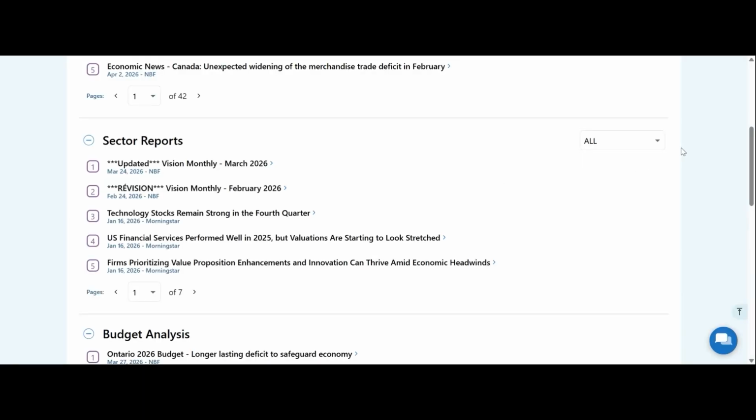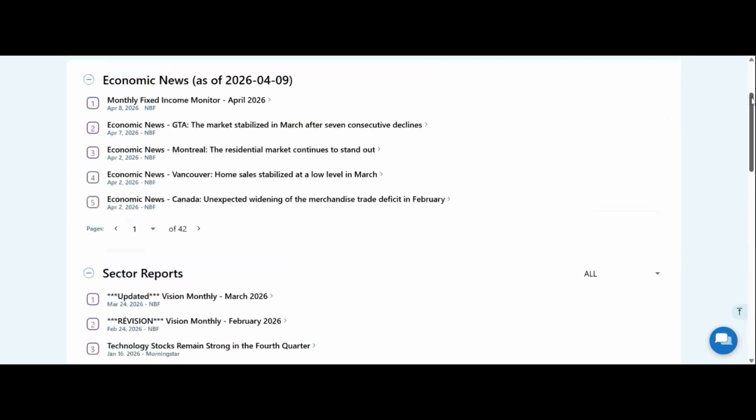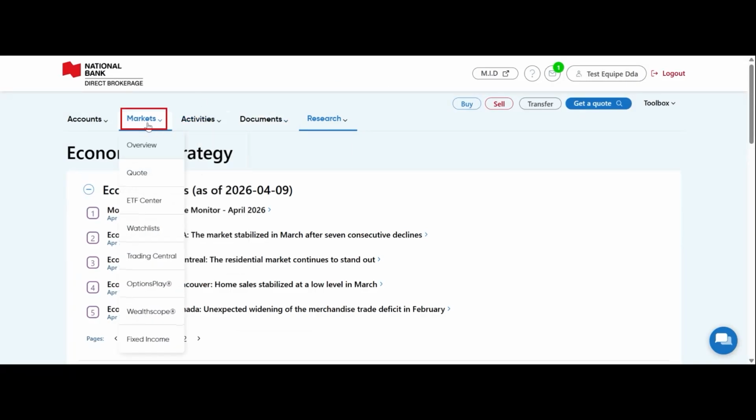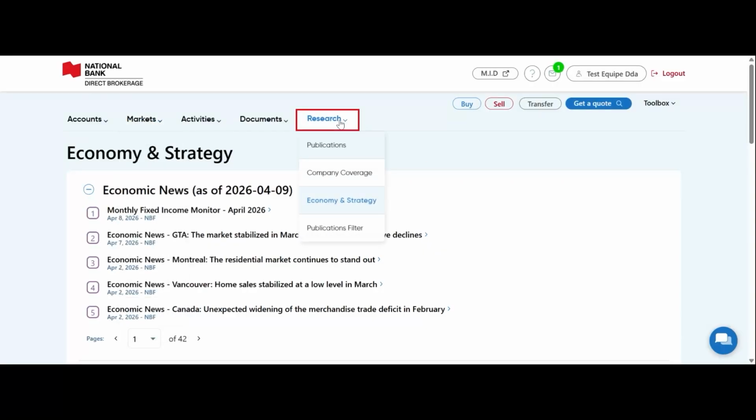All right, so some last few pointers before we wrap up. A lot of the tools, again, are found under the Markets tab. So the Trading Central tools, OptionsPlay, Wealthscope. Under Markets, when you scroll over it, it gives you those options. Under Research, this is where you'll find all of our research reports offered by Morningstar and National Bank Financial.